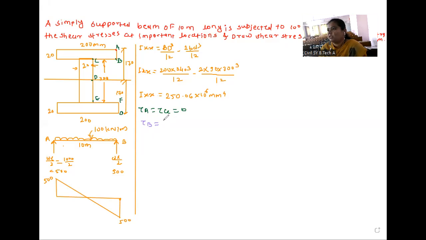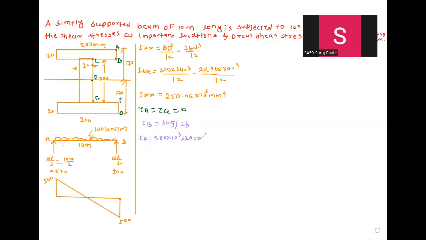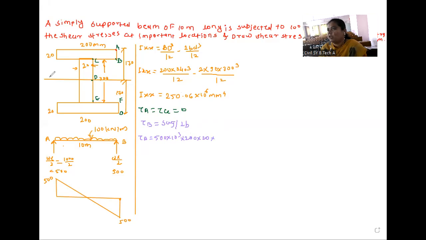So tau B is nothing but SA Y bar divided by IB. Tau B, where shear force is 500 into 10 raised to 3, into area. The area is 200 by 20, so 200 into 20 into y bar. From the neutral axis to the centroid of this strip, 170 minus 20 by 2, that is 160 divided by 2. So this is the SA Y bar.